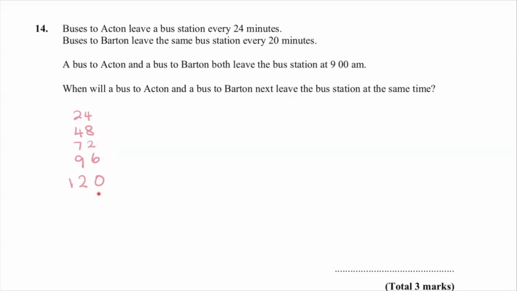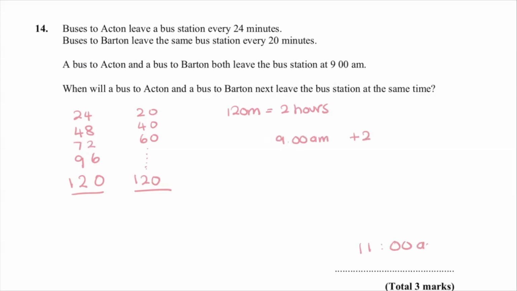And that one would. So the other one is 20 minutes, 40 minutes, 60 minutes. I could list them all out, or I could see that I can double my 60, which would take me to 120, giving me the first time they both come back. Now, 120 minutes is equal to 2 hours. They left at 9 a.m. So when I add my 2 hours, it will be 11. And then don't forget your units, 11 a.m.